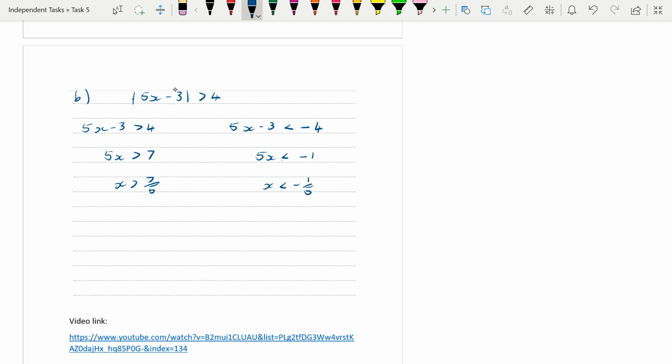Now, can I put them together? No. So therefore, x is less than -1/5, or x is greater than 7 over 5. I can't put them together. I need to leave them as separate.